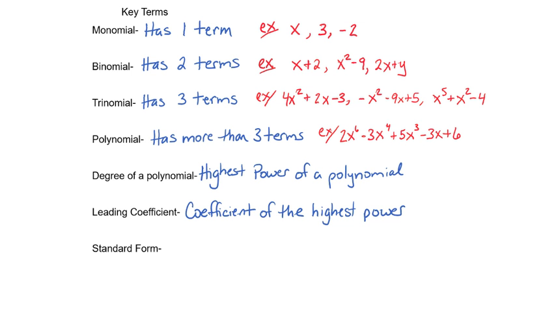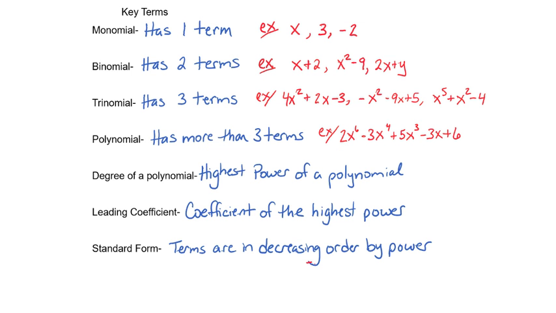Now a leading coefficient is the number in front of the highest power. So again, going back to our polynomial example of 2x to the 6th minus 3x to the 4th plus 5x to the 3rd minus 3x plus 6, each of these numbers, 6, -3, 5, -3, and 2, are all coefficients, but the leading coefficient is the 2 because it belongs to the term that has the highest power. So our leading coefficient here would be the 2.